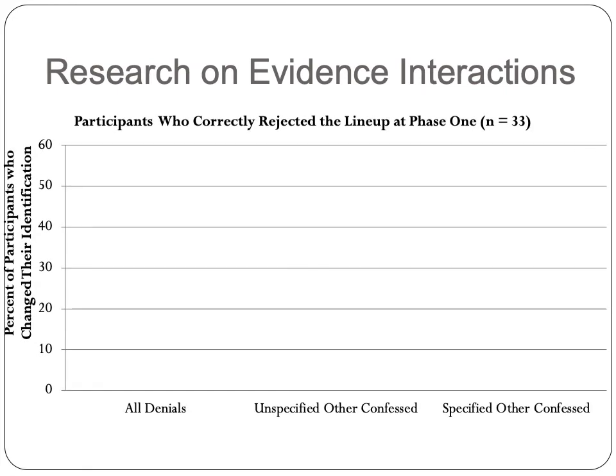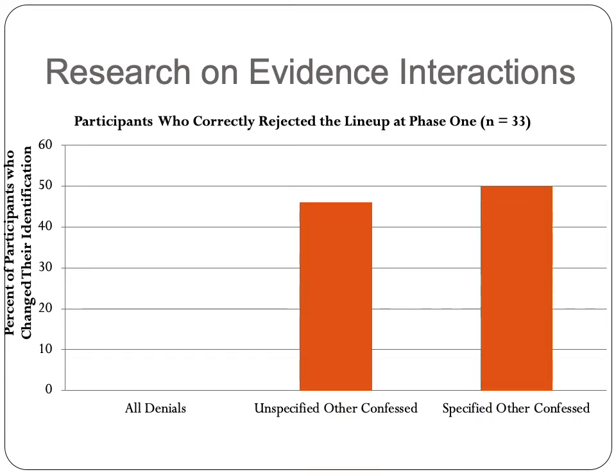Here, right, so they decided, I'm going to pick somebody else. Everyone, when in the all denial condition, not a single person said, never mind, I want to identify somebody. However, in the unspecified other and specified other conditions, if they said someone else here did confess, or this person here particularly confessed, about half of the people then decided to make an identification, right?